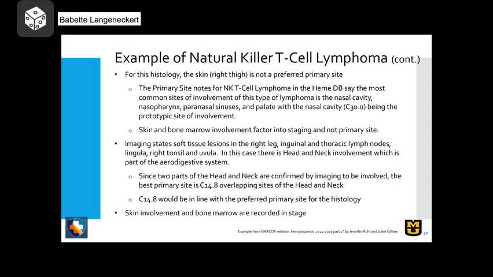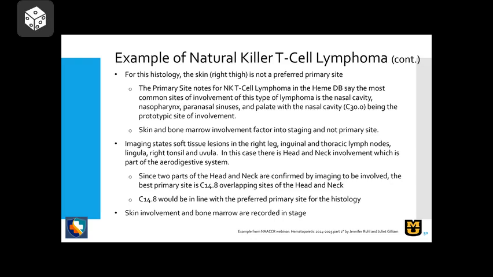Continuing with the natural killer T-cell lymphoma. For this histology, the skin, or the right thigh, is not a preferred primary site. Primary site notes for NK T-cell lymphoma in the Heme database say that the most common sites of involvement of this type of lymphoma are the nasal cavity, nasopharynx, paranasal sinuses, and palate, with the nasal cavity being the prototypic site of involvement. Skin and bone marrow involvement factor into staging and not primary site.